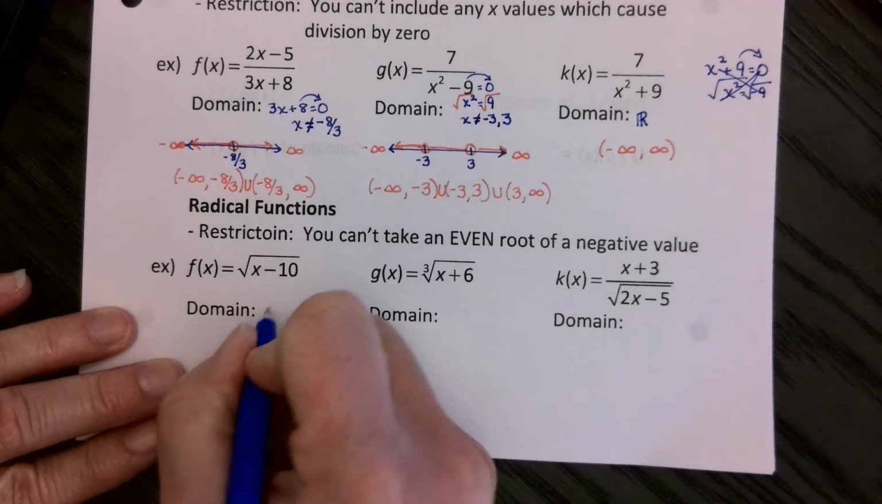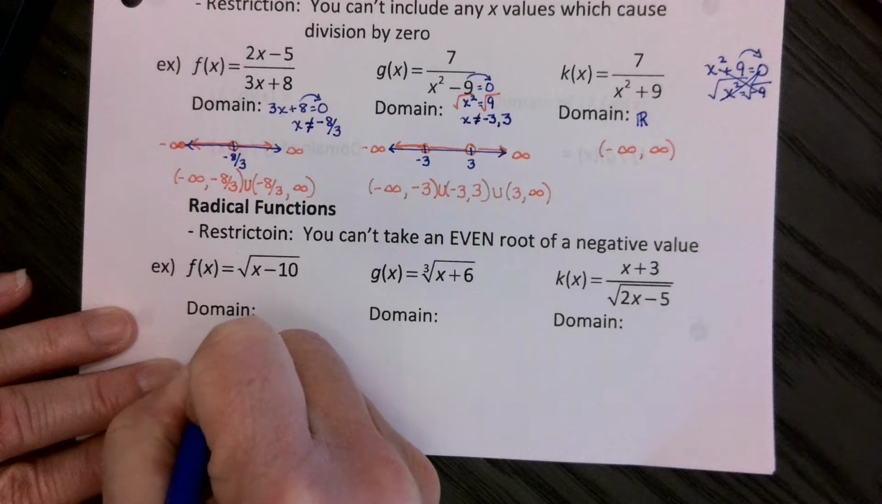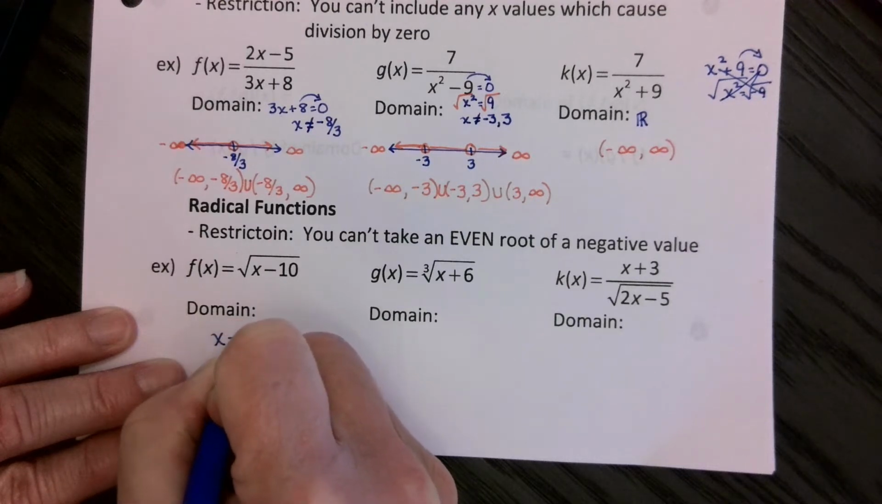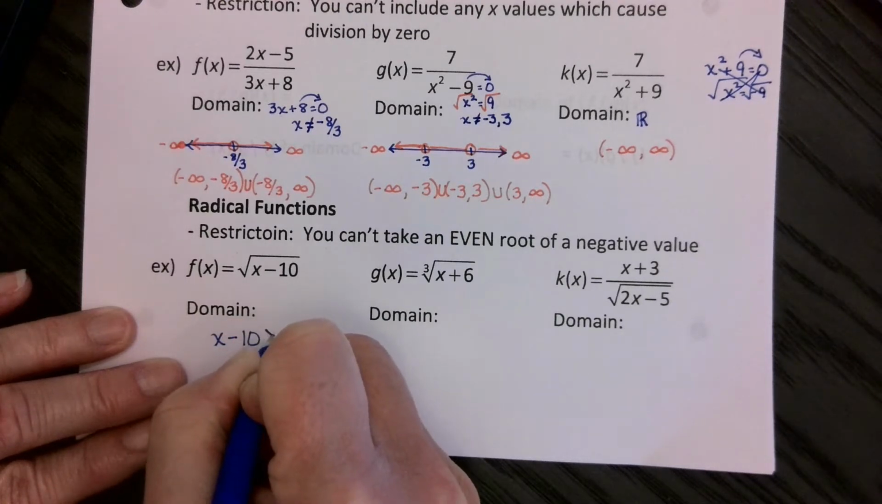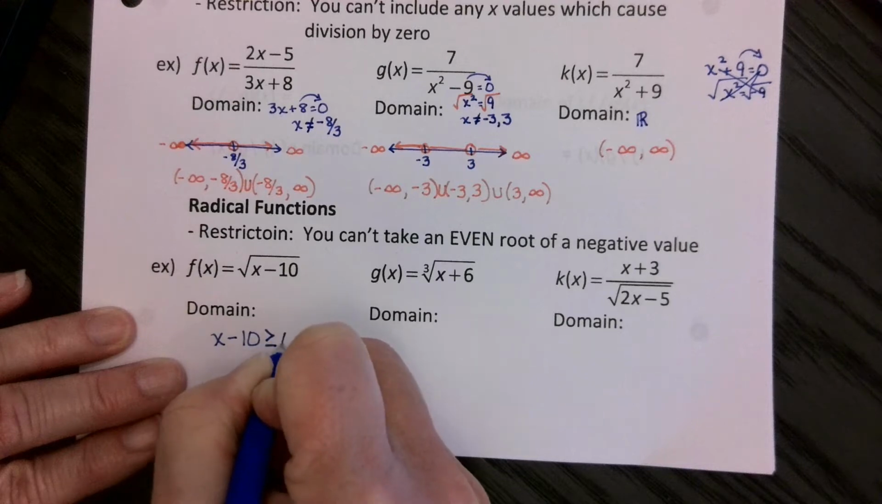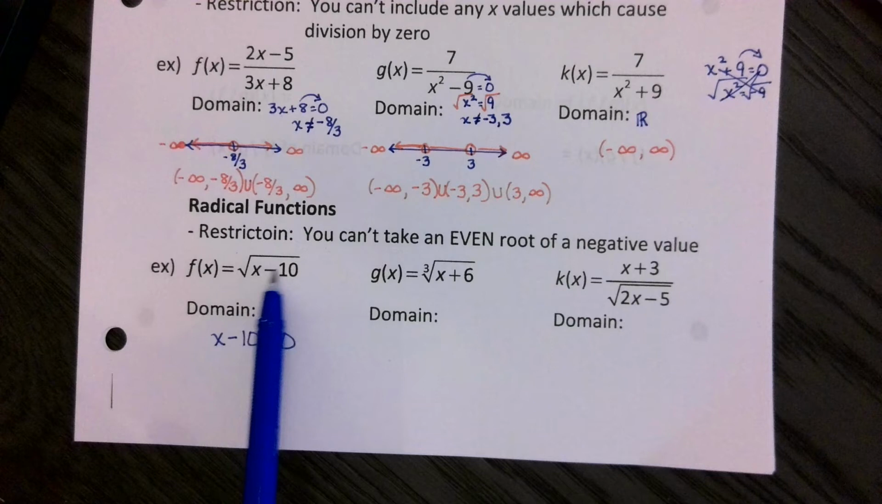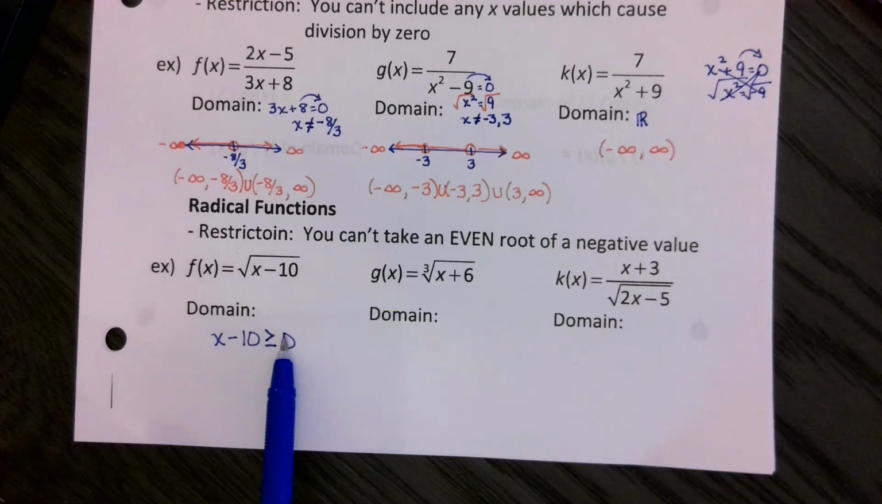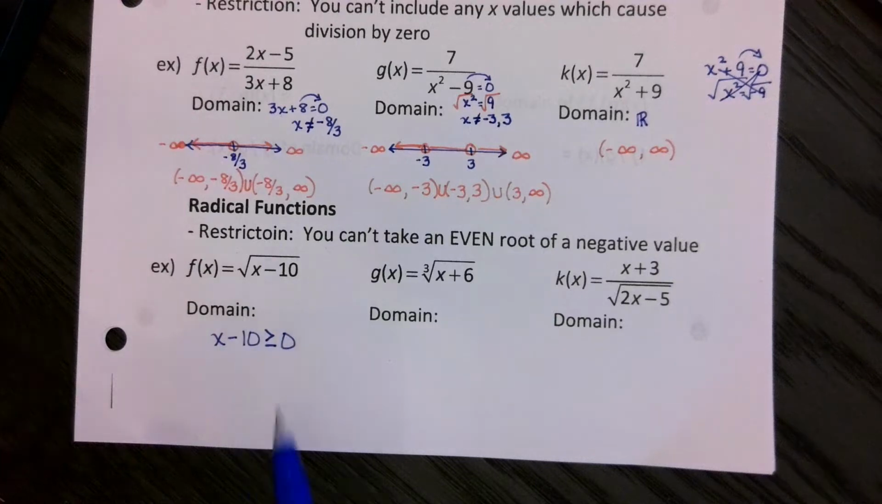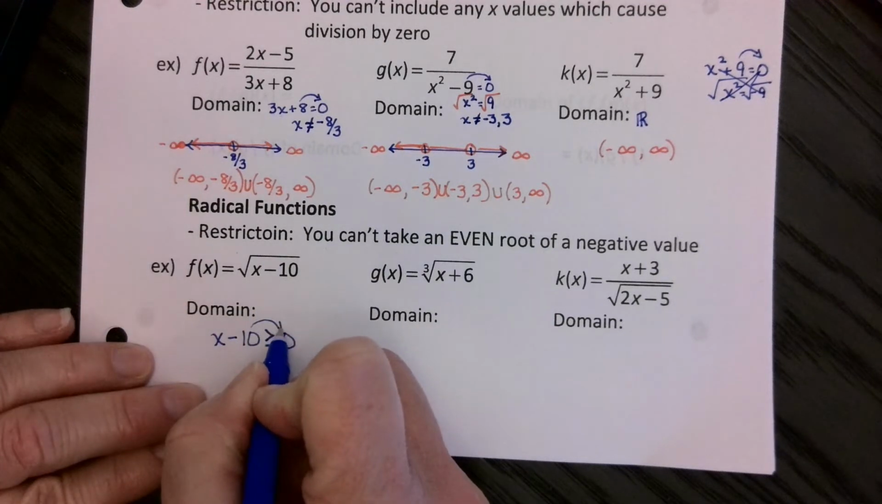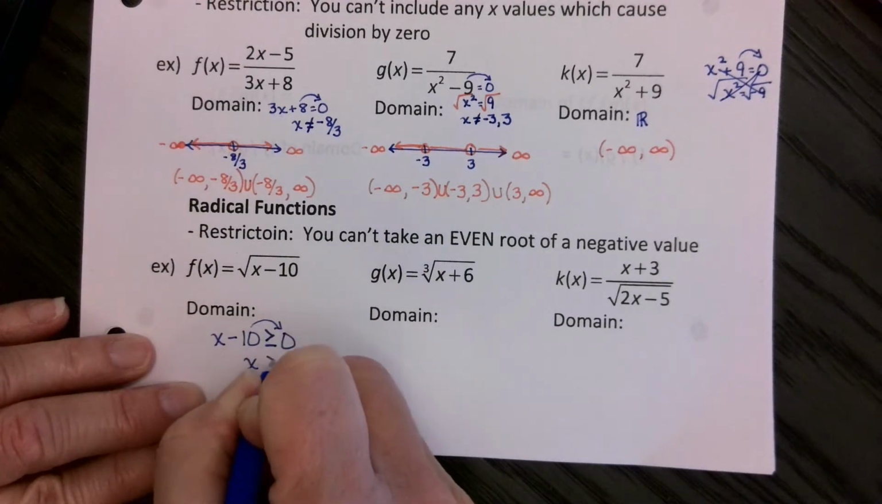All right, so what I'm going to do is I'm going to take what's underneath that radical. It can be greater than or equal to 0, and it'd be fine. Because if it's greater than, then it's going to be positive numbers. But it also can be equal to 0, because I can take the square root of 0. So I'm going to take the 10 to the other side, so I get x is greater than or equal to 0.